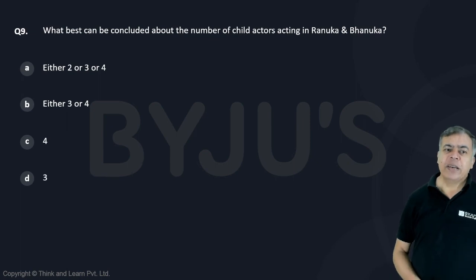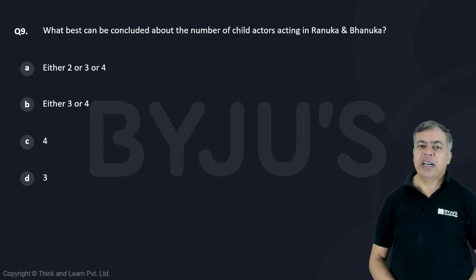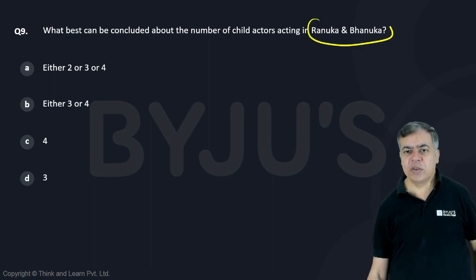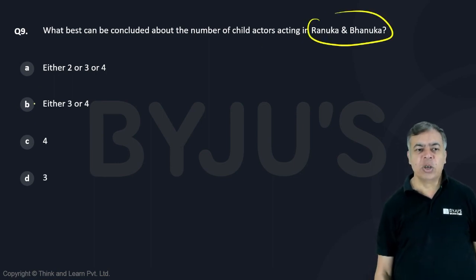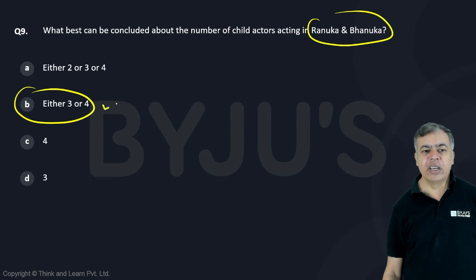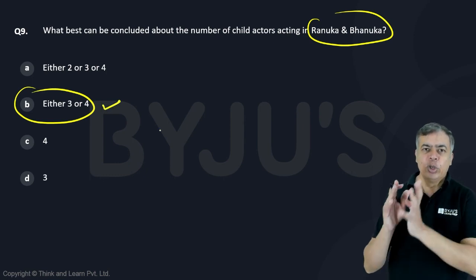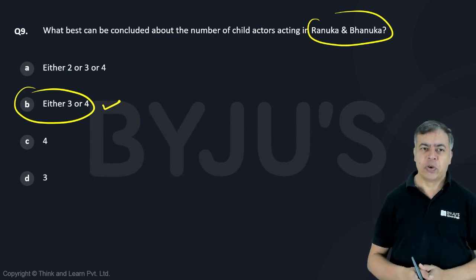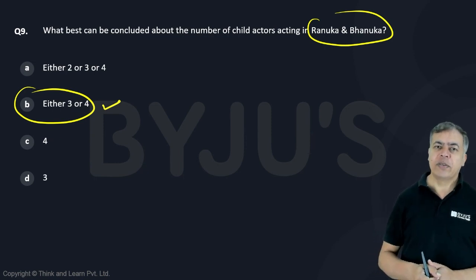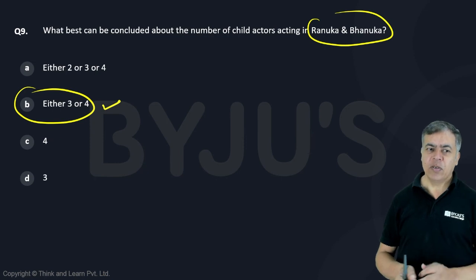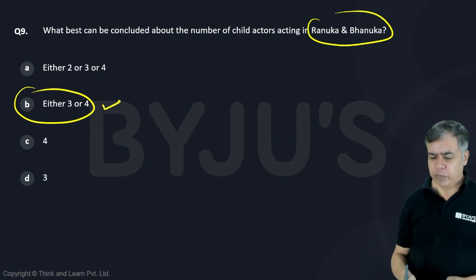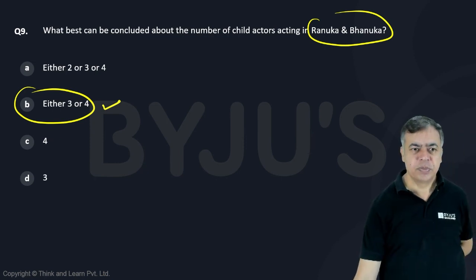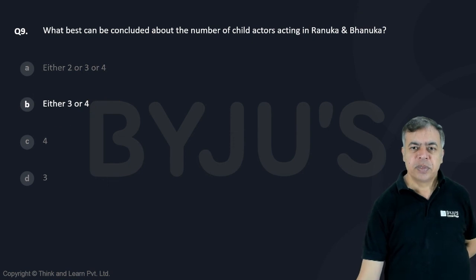What best can be concluded about the number of child actors acting in R? This is the show, name of show R. I told you for show R there are 3 and 4, because for show U and for show R there were possibilities of 3 or 4 actors who can work in that. That we have already concluded from the general solution. So 3 or 4 is the correct answer.